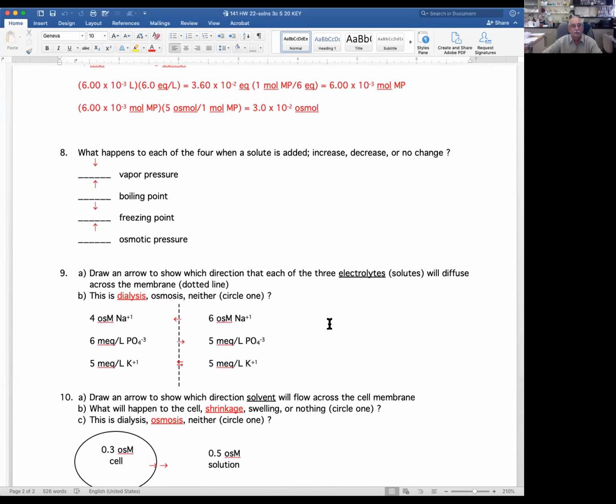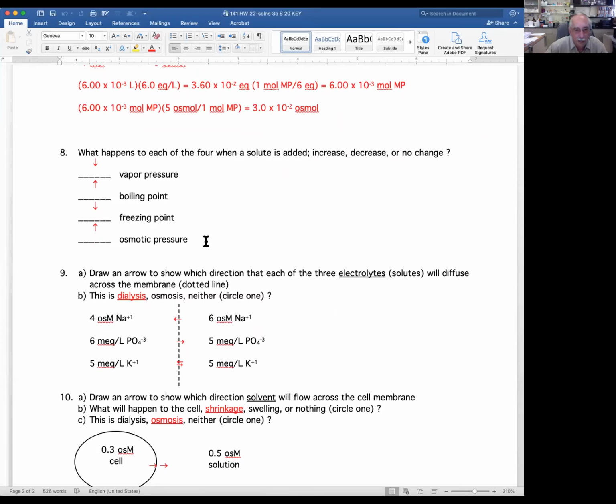So this is about colligative properties, the last couple of problems. So what happens to each of these when solute is added? Now notice that this is the vapor pressure of the solvent, boiling point of the solvent, freezing point of the solvent, and osmotic pressure of the solvent.